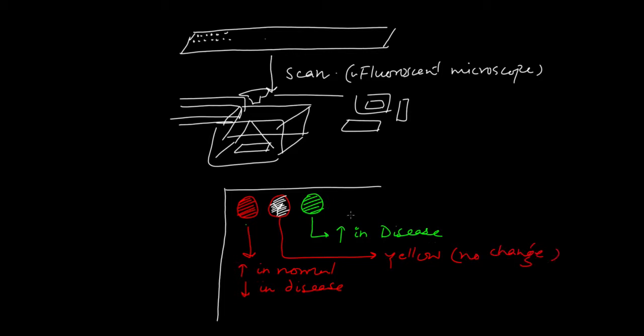So this is no change, basically no change in disease and normal condition. So this is what you will see for each of these spots on the microarray, right? This is the same chip. Now to give you some sense of how this array looks in real life, look at this image. This is the real image of a microarray.